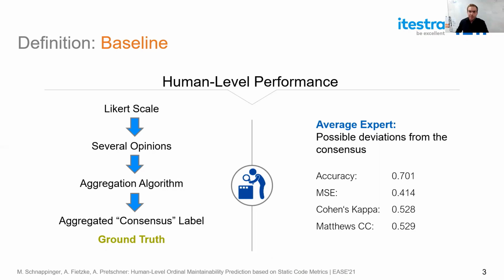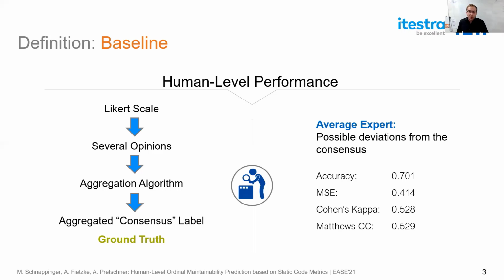Now, since the label is the aggregation of several experts, we can find that the single experts don't always match with that consensus. In fact, we can compute basic machine learning performance metrics like accuracy or mean squared error and find that the experts have an accuracy of like 70%.